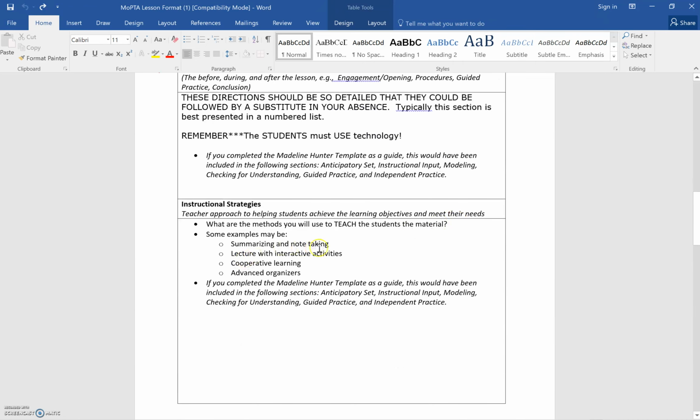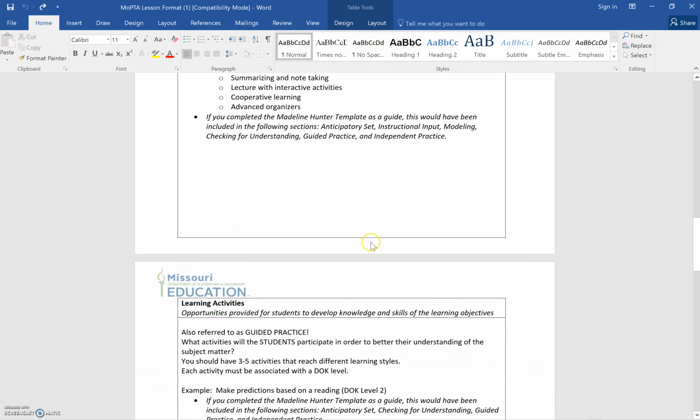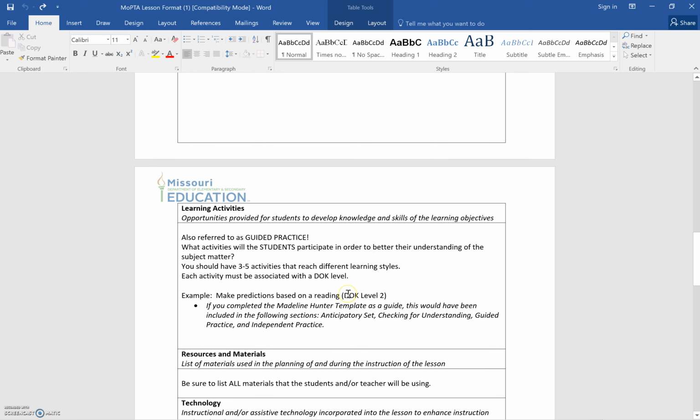In the instructional strategies, this is where you're going to tell me what methods you will use to teach the material. Okay, this is how you're going to teach. So are you going to use summarizing, note-taking, lecture, cooperative learning? What are your teaching strategies? A lot of people want to tell me in this section what the students are going to do. What are you doing? What are your strategies that you're using to teach? Then in this next section, this is your learning activities. This is what the students are doing. What activities are the students going to participate in? So that's the difference there.